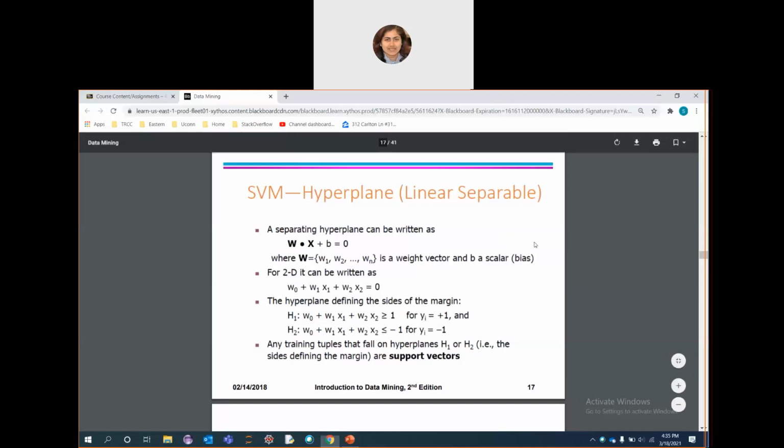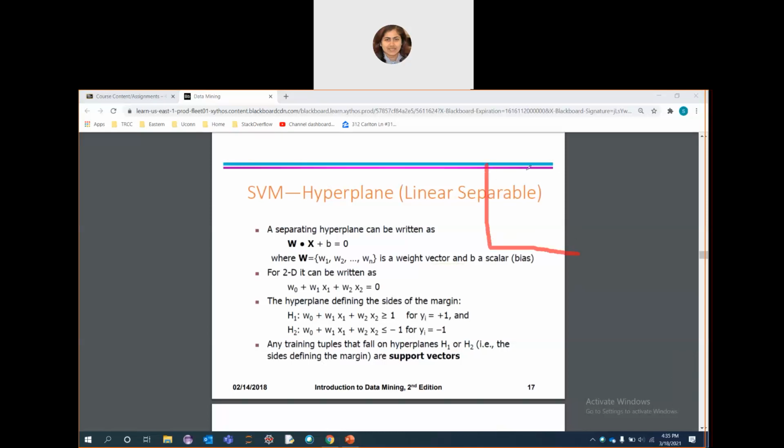So what does it mean? Suppose there are data sets. Here are some of the points, and here we have some circular points. This is our main hyperplane, and these two sides are our marginal hyperplanes. This is the marginal distance. If there are some points on the border here, they play a major role in defining the hyperplane or marginal hyperplane, and these are called support vectors. They are meant for support of the hyperplane. That is why they are called the support vectors.